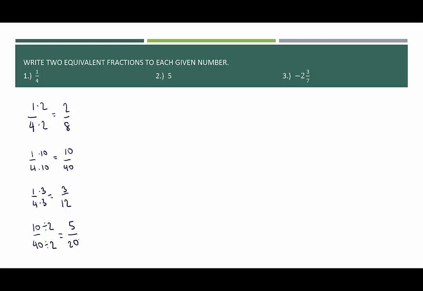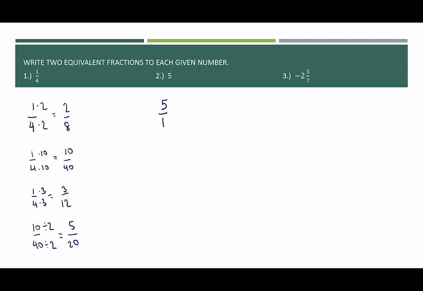If we're given an integer, remember those are the things that don't start out as fractions or decimals, we can always turn an integer into a fraction by putting it over 1. So 5 is the same as 5 over 1, because remember that fraction means divide. 5 divided by 1 is 5. So that would be one equivalent fraction.